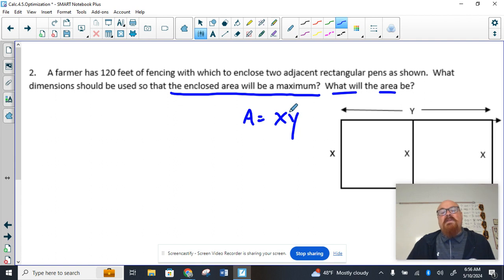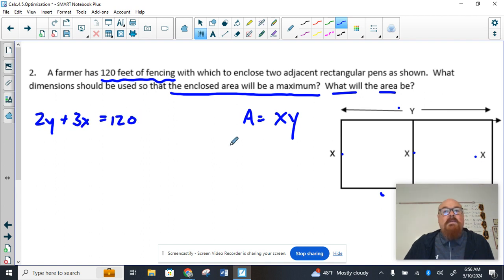So how do we do that? We set this up as a system, okay? And that system implies that there would be two equations that we can work with and do some substitution and whatnot. So when it says a farmer has 120 feet of fencing, let's use that. Well, that 120 feet of fencing has to account for all of the sides of this pen. So we have 3 sides of length x and 2 sides of length y. So that means 2y plus 3x has to equal 120.